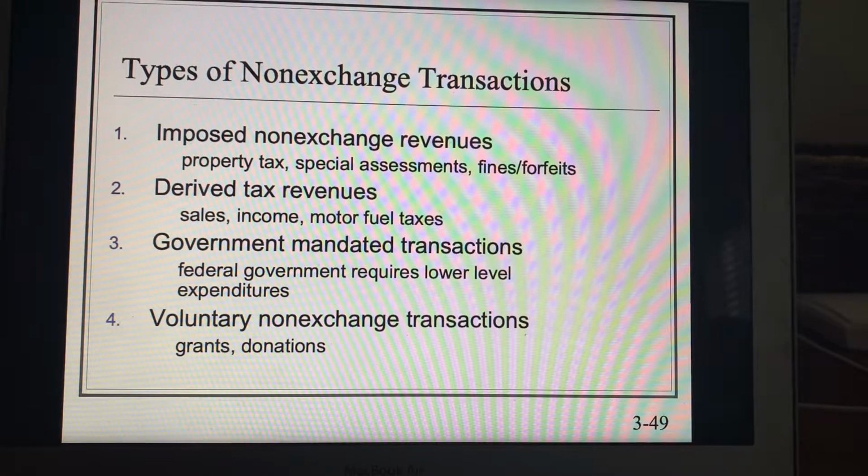Types of non-exchange transactions: imposed non-exchange revenues, property tax, special assessments, fines, forfeits. Derived tax revenue, sales, income, motor fuel tax. Government mandated transactions, where the federal government requires lower level expenditures. And voluntary non-exchange transactions such as grants and/or donations.